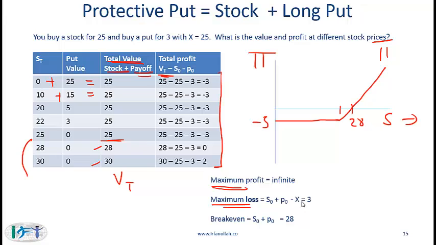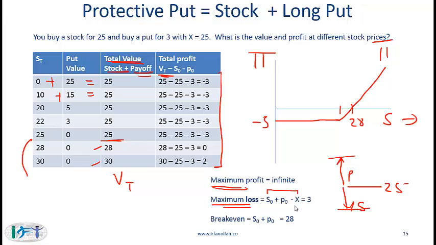In this scenario, we set S0 and X to be the same. So we bought a stock for 25 and we also bought a put option with a strike of 25. So since both are 25, what that means is if the stock price goes down, the put option, which is a long put, goes up. So these two balance each other out and the net effect is 0.